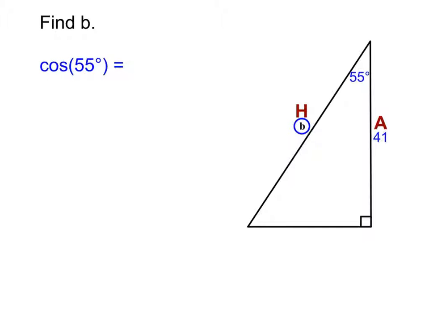So in this case, that's going to be cosine of 55, because we're always going from that angle that we're given. And when we write the right side of this, remember, it always has to be, because of our definition of cosine, adjacent over hypotenuse. So whichever one is the adjacent, that one goes on top. Whichever one is the hypotenuse, that one goes on the bottom every single time. And so this one ends up being 41 over b.